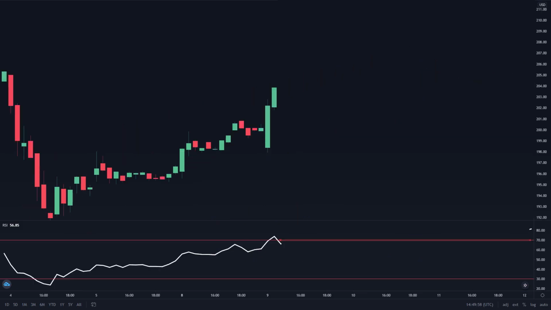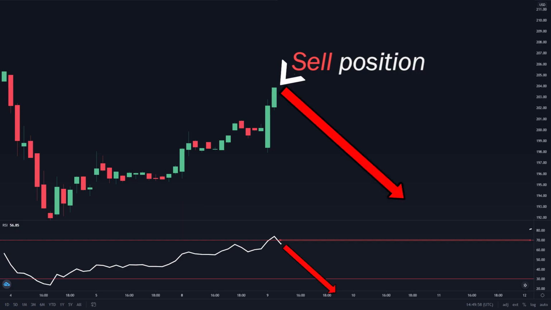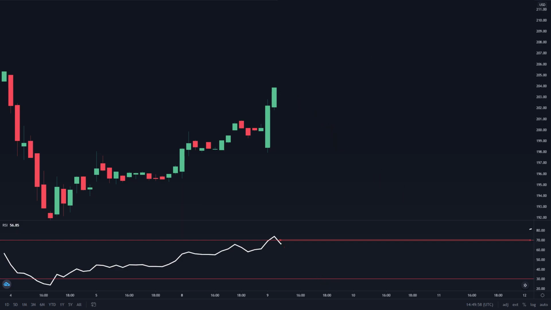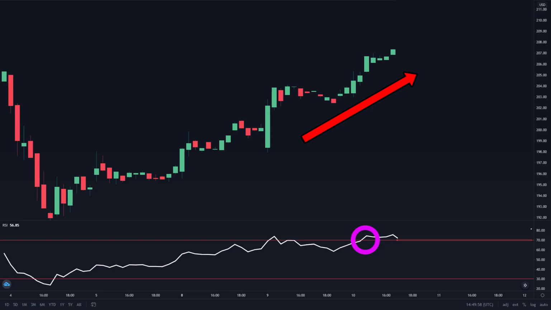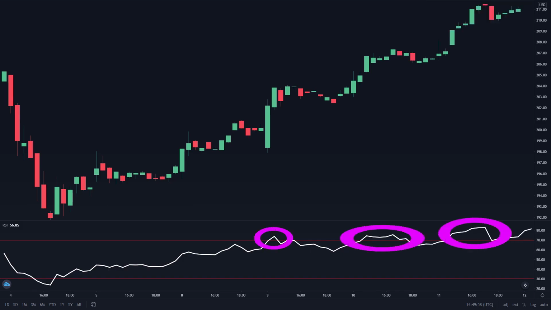Here's an example. You can see that the price is clearly on an uptrend, and the RSI indicator is at the overbought levels. So if you took a sell position here hoping for a reversal, let's see what happens. The price instead pushes further to the upside and the RSI went to overbought levels again. So just because the price is overbought doesn't mean it's going to reverse down to oversold. Prices can stay at overbought and oversold levels for long periods of time.